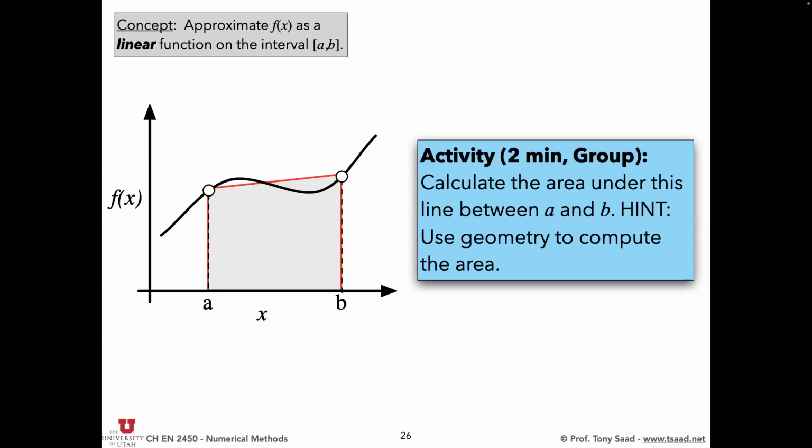Or the area of the trapezoid. Which is what you did, right? The area of the trapezoid. Yep. And so now prove that it is equal to the area under the straight line.